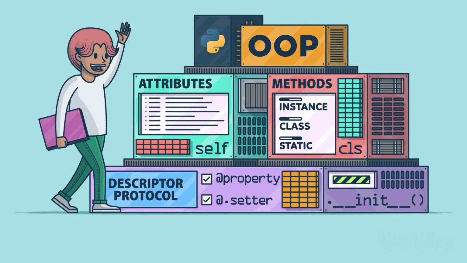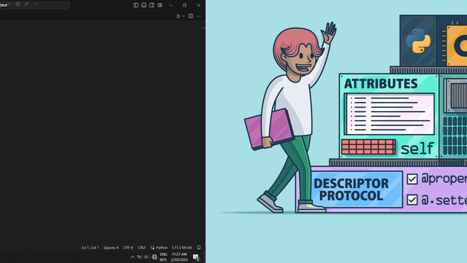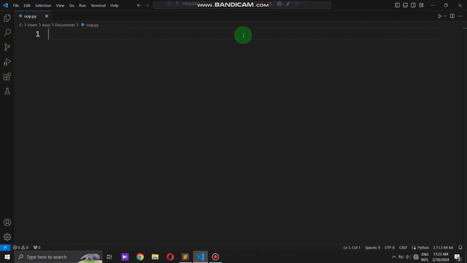Chapter 1: Getting Started with Classes and Objects. In Python, everything is an object. An object is a collection of data variables and methods, functions that operate on the data. The blueprint for creating objects is called a class. Let's start by creating a simple class and understanding how to instantiate objects from it.